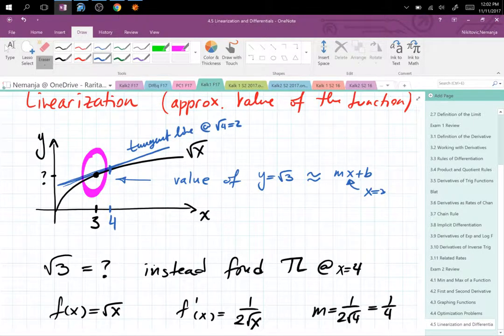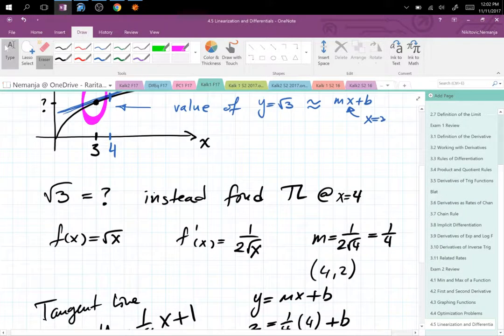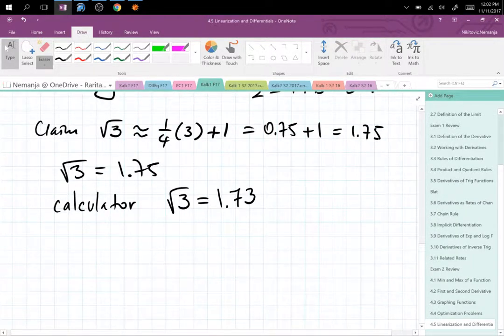So I compute the tangent line at 4, which is what I can do because square root of 4 is 2. It's easy. And then that tangent line, when I compute at 3 and square root of 3, you can see they have very similar answers. The next question can be, let's compute, say, ln of 3. You can do that.